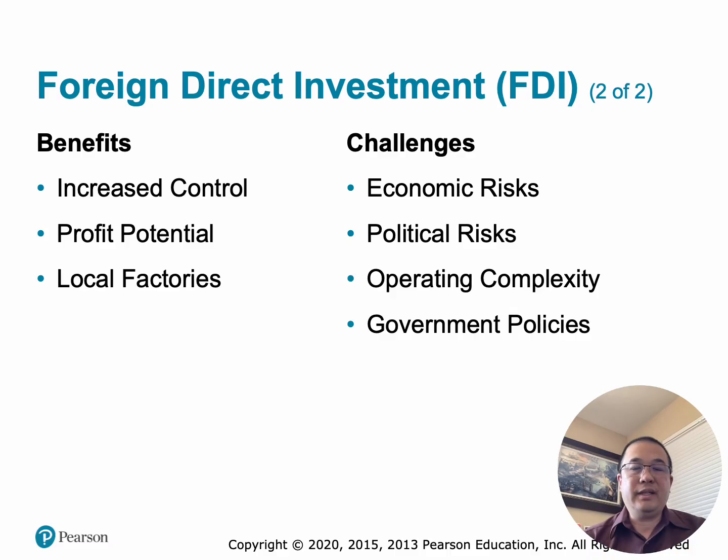Number three, local factories. Building facilities inside a foreign country can create major advantages. The benefits would be lower transportation costs, faster delivery, better customer service, avoiding import tariffs, and meeting local content requirements. So as an example, Toyota Motor Corporation builds vehicles in the United States instead of shipping every vehicle from Japan. The benefit is better access to local markets and customers.